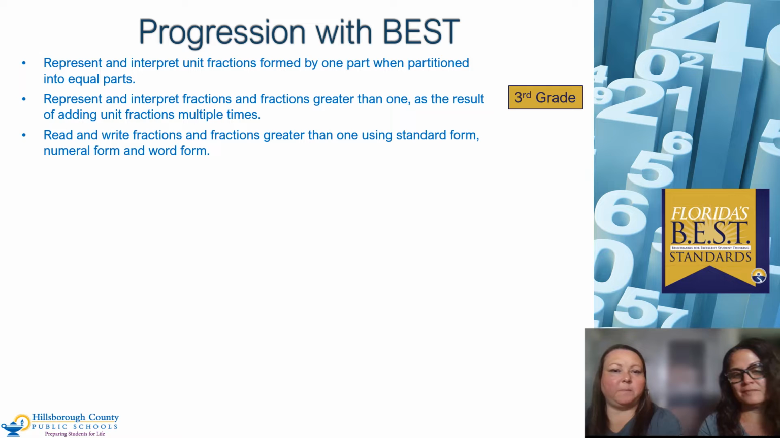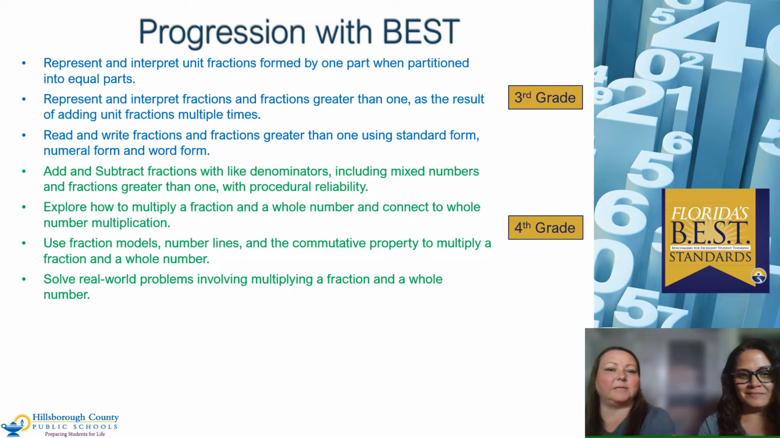So here's the progression with BEST. In 3rd grade, they spent time representing and interpreting unit fractions. They represented and interpreted fractions and fractions greater than 1 using models, standard form, numeral form, word form. In 4th grade, we're adding and subtracting fractions with like denominators, including mixed numbers and fractions greater than 1. We're exploring how to multiply a fraction and a whole number and connecting that to whole number multiplication. And then using fraction models, number lines, and commutative property to multiply a fraction and a whole number. We're also solving real-world problems involving that.